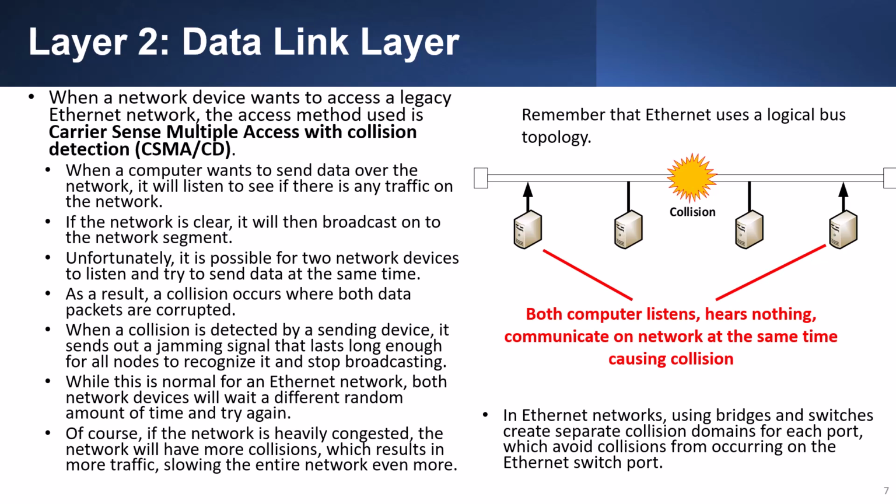When a collision is detected by a sending device, it sends out a jamming signal that lasts long enough for all nodes to recognize it and stop broadcasting. While this is normal for an Ethernet network, both network devices will wait a different random amount of time and try again. Of course, if the network is heavily congested, the network will have more collisions, which results in more traffic, slowing the entire network even more. Today, in Ethernet networks, using bridges and switches creates separate collision domains for each port, which avoids collisions from occurring on the Ethernet switch port.